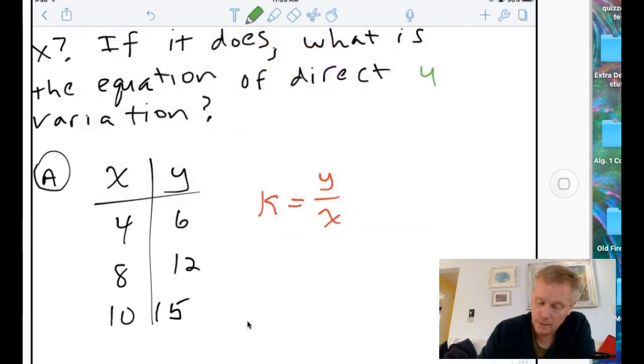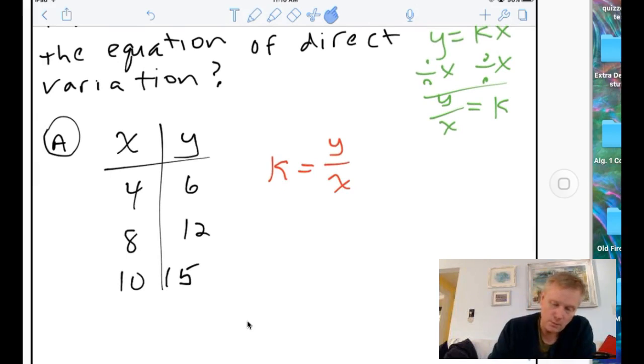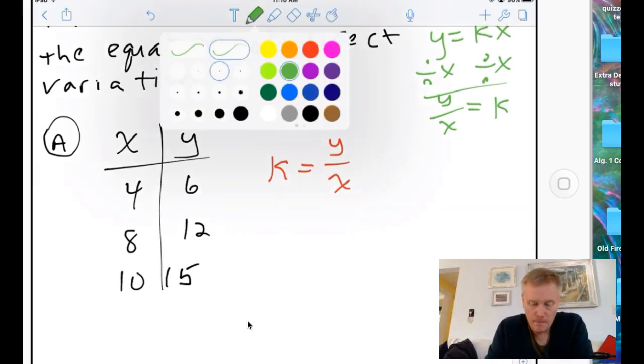If I took y equals kx, and I want to get k alone, I would simply divide both sides by x. And I'd get k equals y over x. So you can see that that's actually the same equation, just manipulated like that. In fact, there'd be a third one too you could use. But these are the two that we'll be using for now.